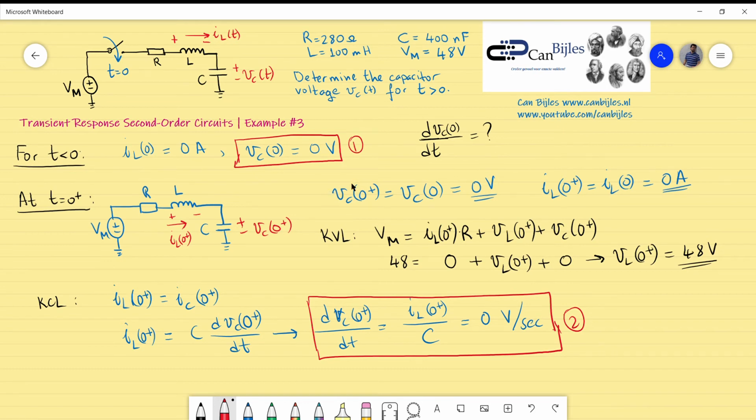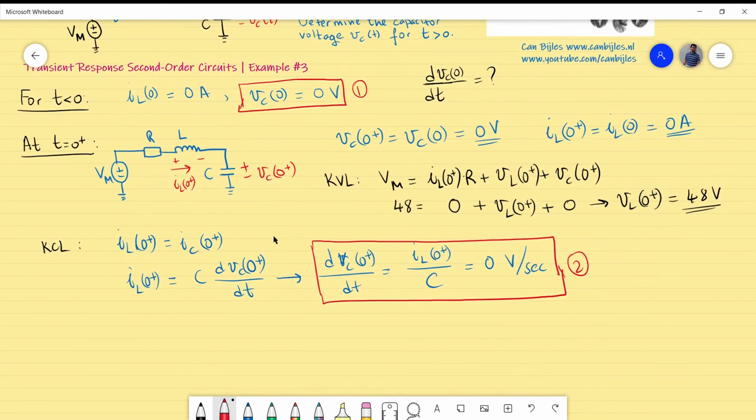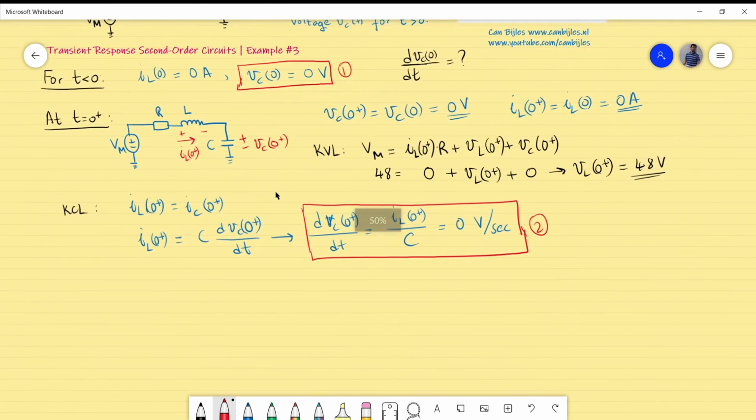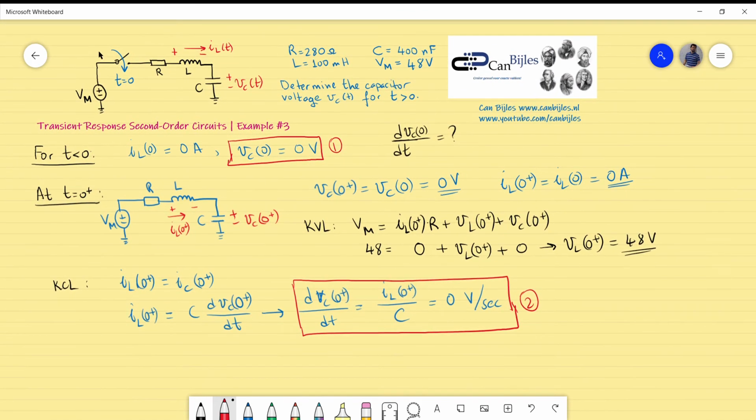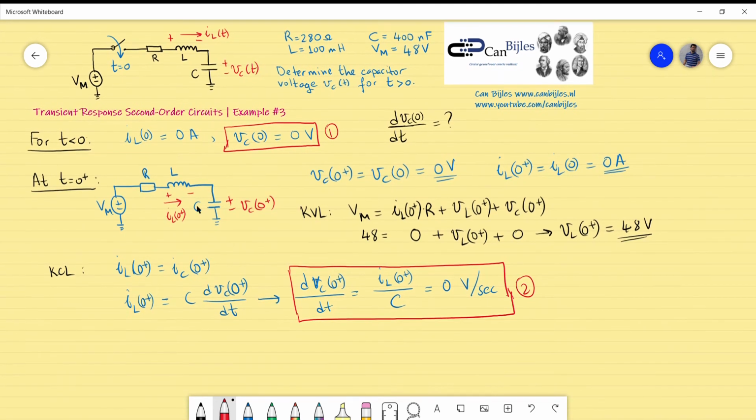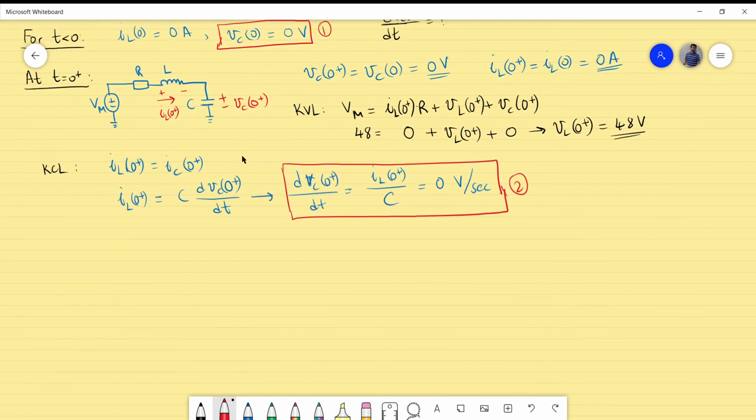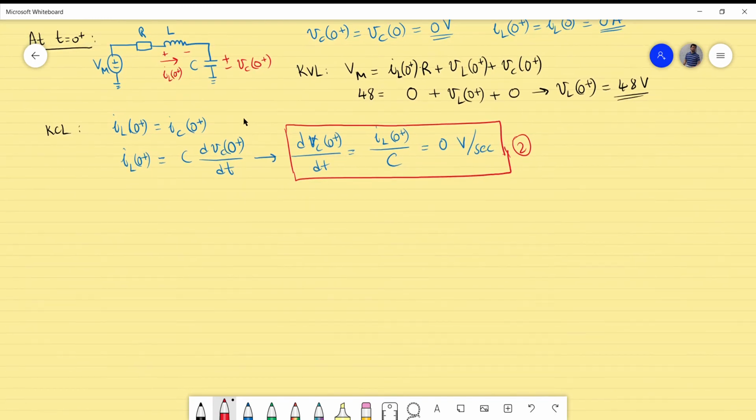Let's move on and look at the first response, the forced response. That's the second step. How do I determine the forced response? I will close the switch, of course, and look at this circuit, and wait such that the steady state is satisfied. In steady state, the inductor will be a short circuit and the capacitor will be an open circuit. So I will redraw that for the forced response situation.